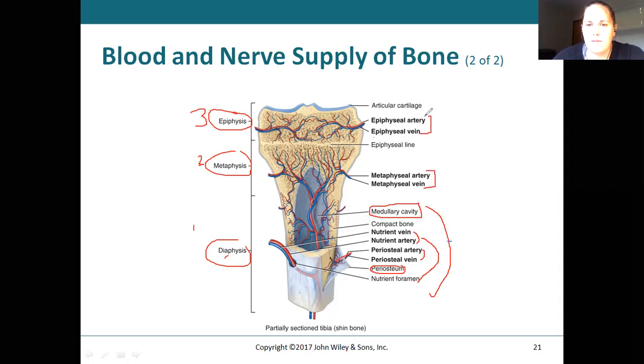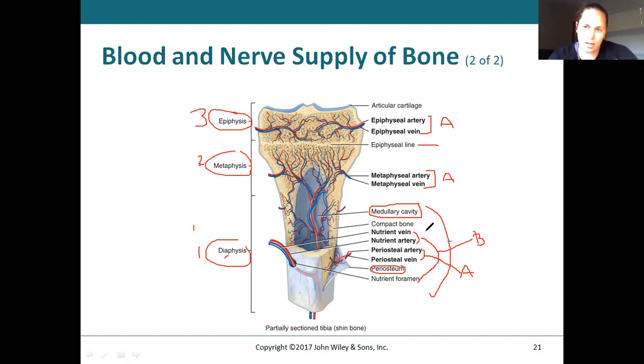So here you can see the epiphyseal artery, the epiphyseal vein, metaphyseal artery, the metaphyseal vein, and then we'll talk more about the epiphyseal line in a second. But so you've got your diaphysis 1, your metaphysis 2, your epiphysis 3, and then for your diaphysis you almost have A, your periosteal artery, periosteal vein, and then you have B, your nutrient vein and your nutrient artery, which comes in through your nutrient foramen. And so you've got A and B creating vascularization to your diaphysis, and then here you just have your metaphyseal artery and vein and your epiphyseal artery and epiphyseal plane.